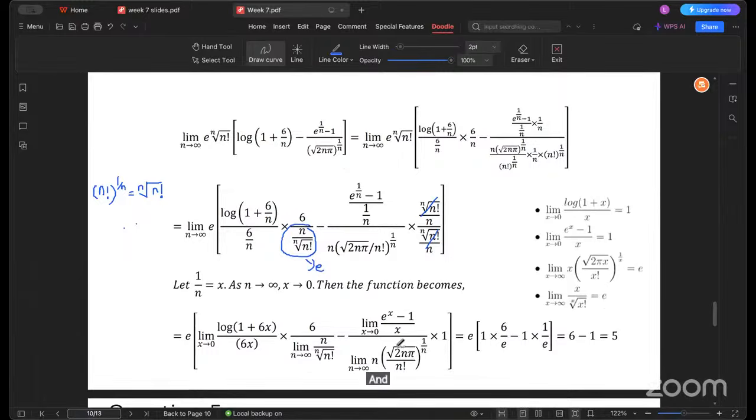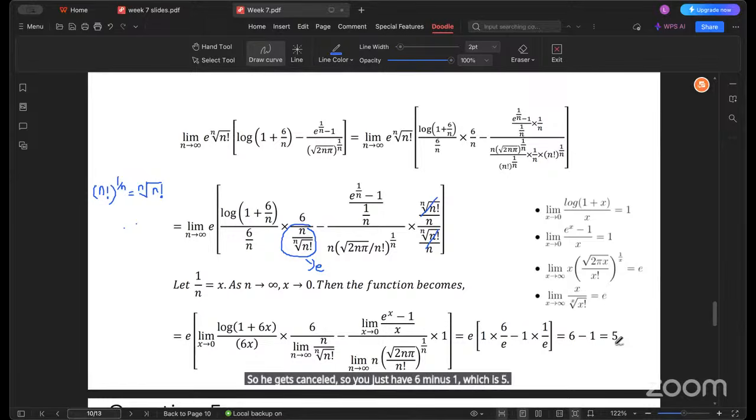And what is remaining? So this goes to 1, this is 6, and this goes to e. And this is 1, and this is e. So you have this e times 6 by e minus 1 by e. So e gets cancelled. So you just have 6 minus 1, which is 5.